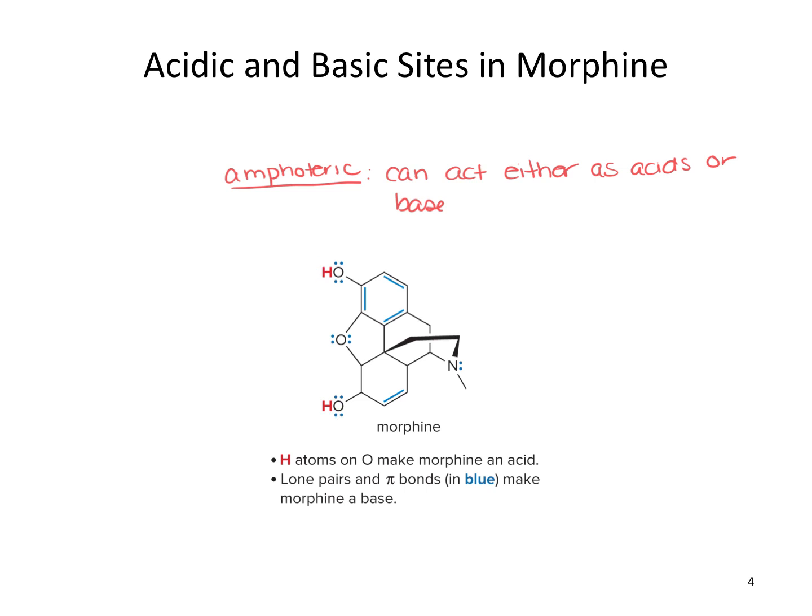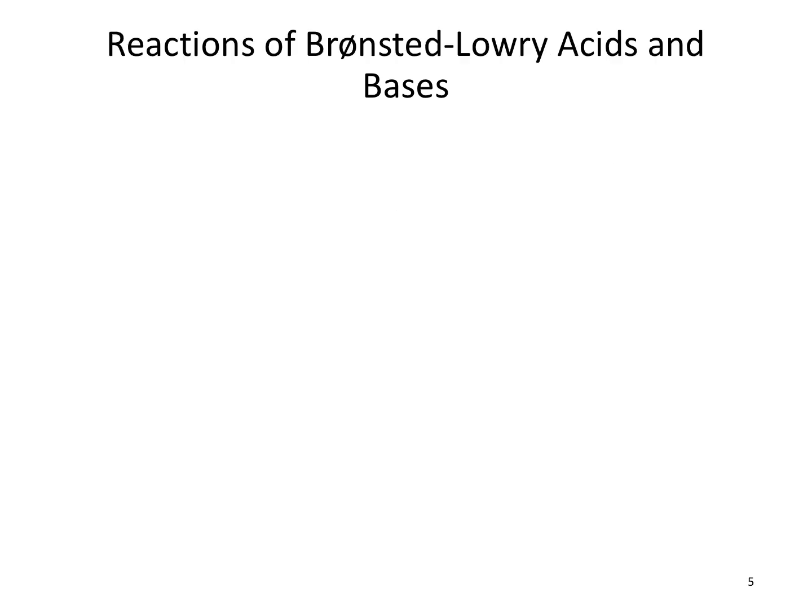And then the lone pair on the nitrogen, and the pi bonds, and remember we'll have pi bonds and double bonds and triple bonds, make morphine a base. We also have lone pairs on our oxygen atoms. Now, as I mentioned before, when we talk about reactions of Bronsted Lowry acids and bases, these result in the transfer of a proton from an acid to a base.